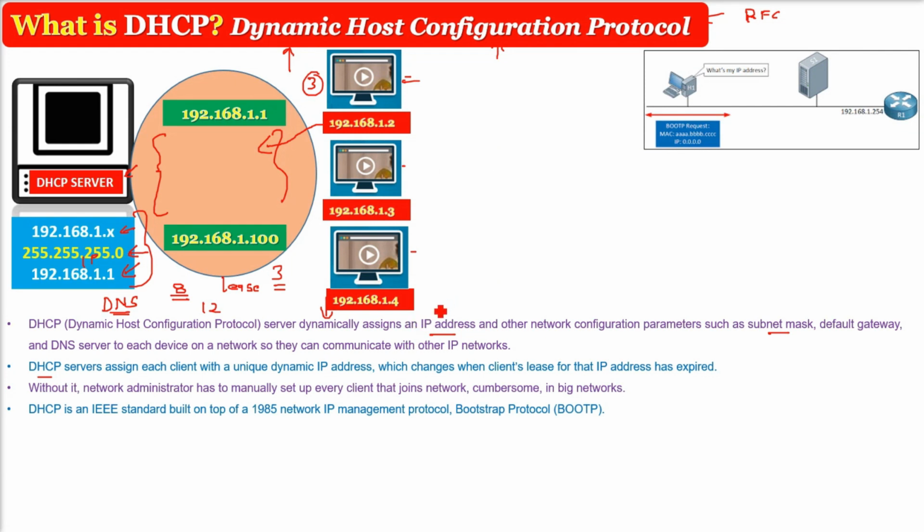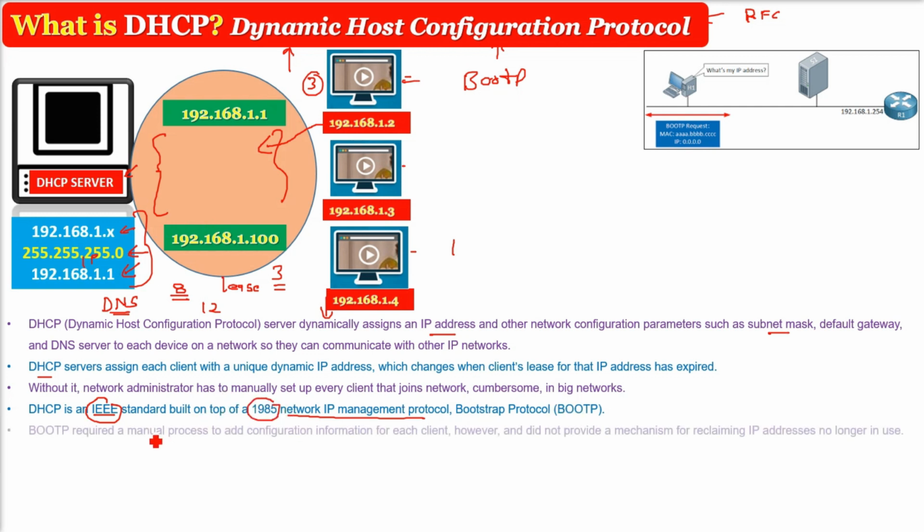DHCP did not come by itself. The bootstrap protocol was a network IP management protocol from 1985. DHCP is actually based on this bootstrap protocol, and DHCP is a standard. So it is very important. It is standardized, so we know what parameters it uses and how the protocol works. So it all started with the bootstrap protocol.